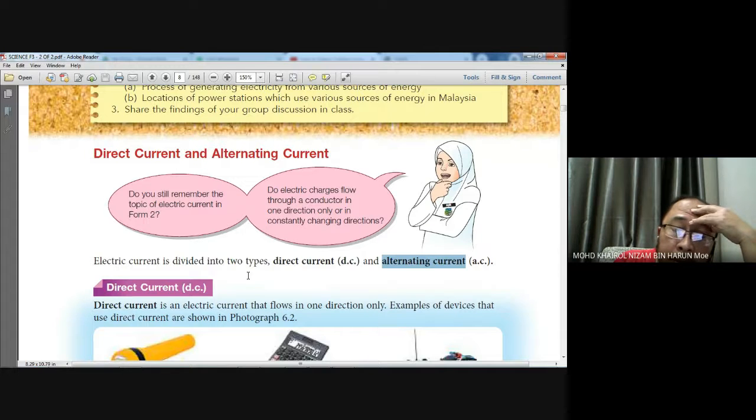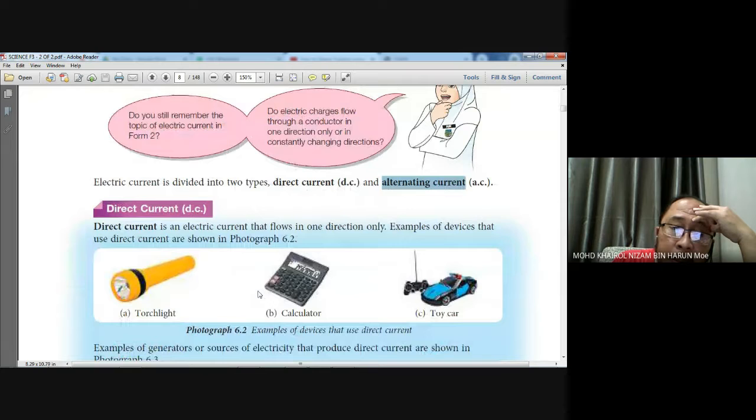What instrument uses direct current and what instrument uses alternating current? Okay, so we can see the direct current means we have one way of flow of electric current. Direct current means one way of direction. So direct current is an electric current that flows in one direction only. So one direction only.